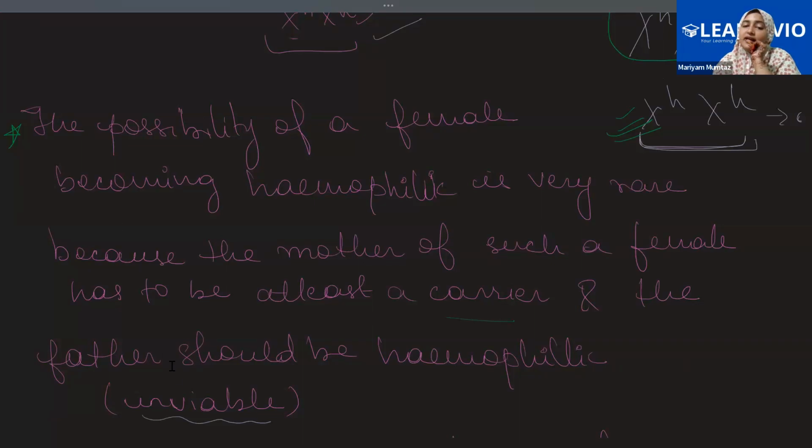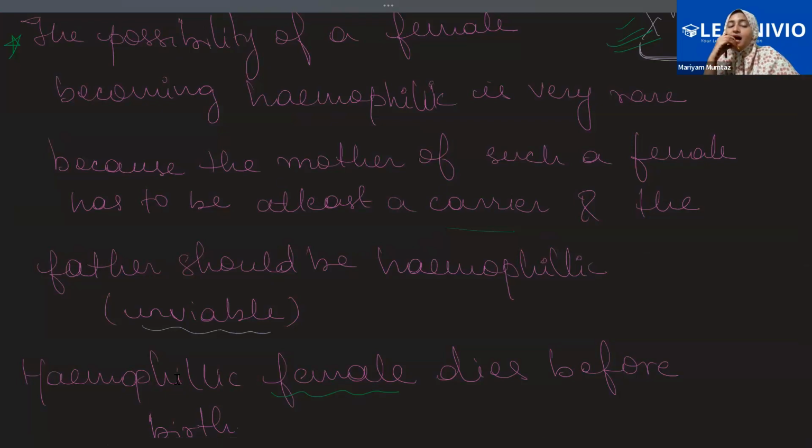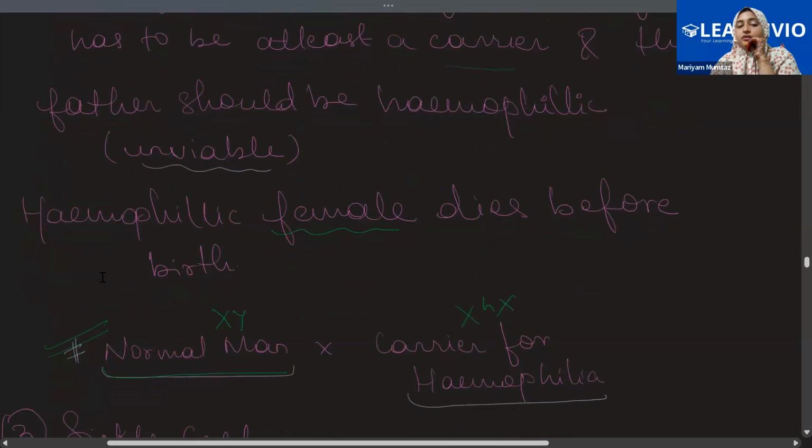Now, why is this rare? Because a male that is hemophilic will not be able to survive, or he is unviable. So it's a very rare case wherein the female would become hemophilic. Also, the females that are actually hemophilic will die before birth.